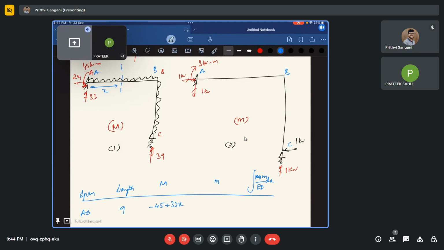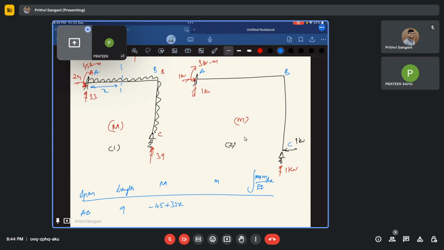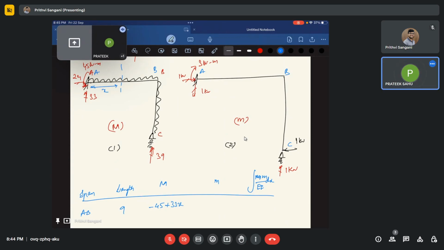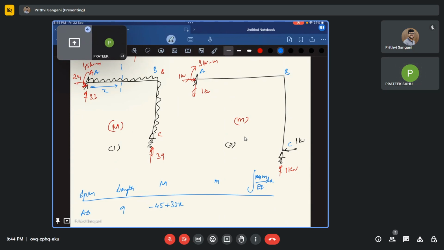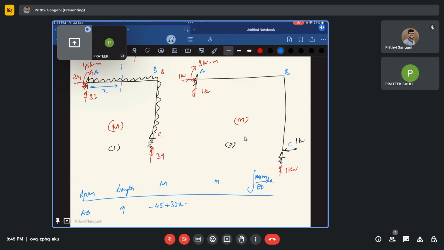Is there anything else I need to add? Yes, sir, UDL. How much is that? 8x squared by 2. Is it plus or minus? Think carefully and tell me. You can take your time. Just tell me whether it is plus or minus. Minus, sir. Yeah, absolutely right. So it is minus 4x squared.